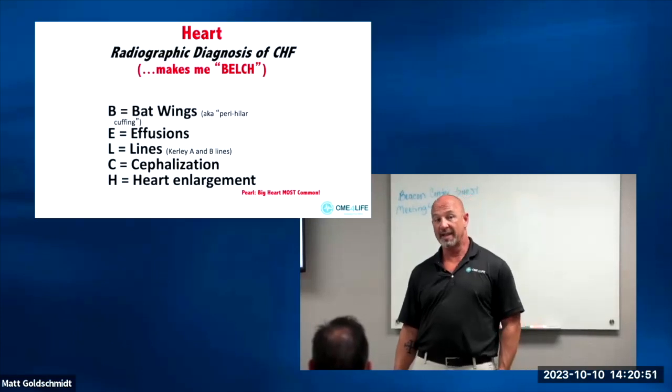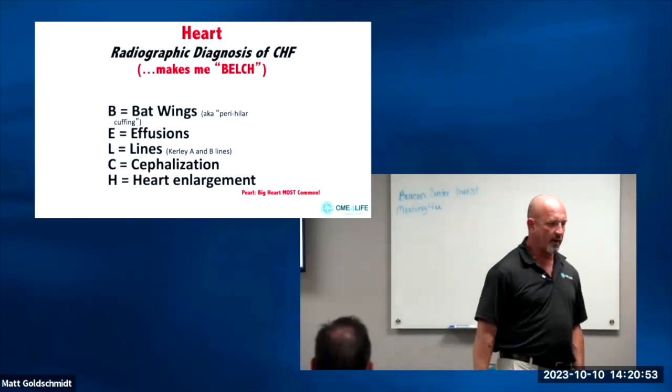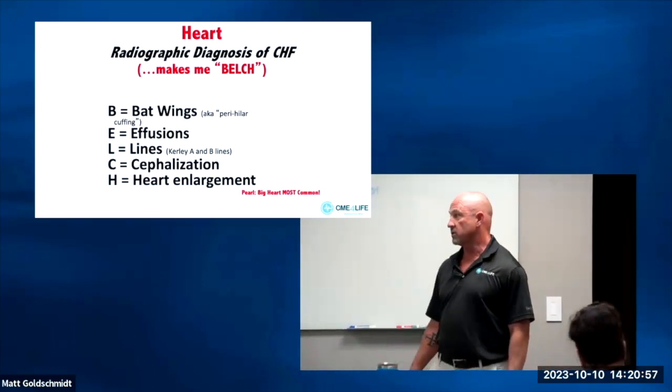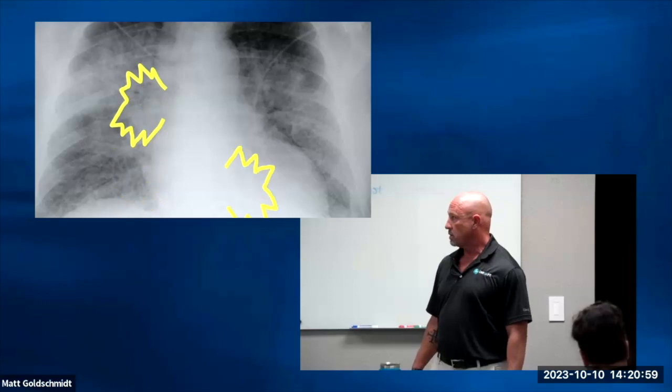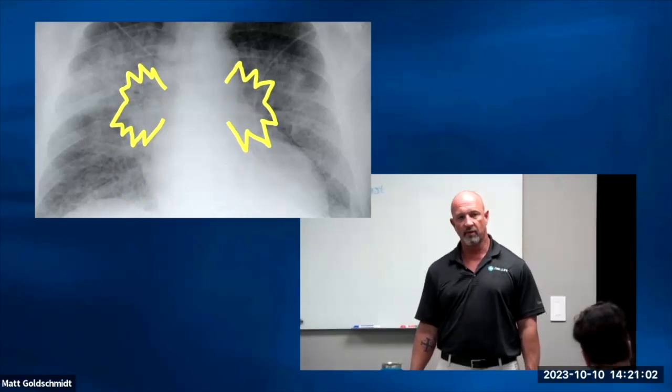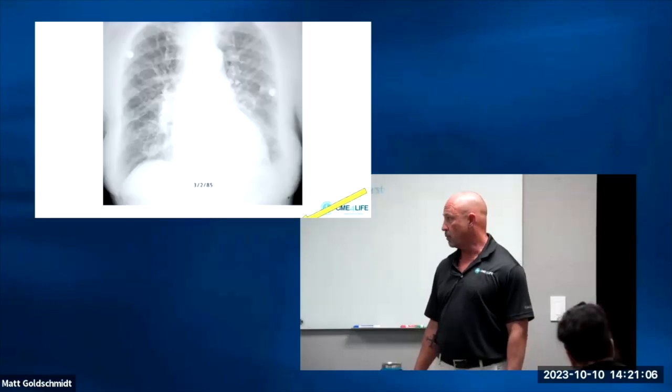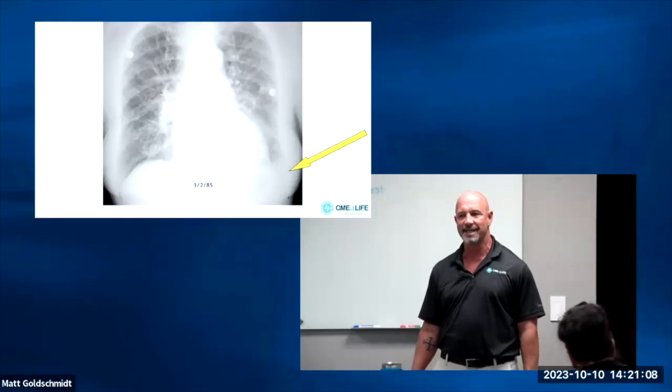So if I said what's the most common finding on a radiograph of heart failure? Big heart. Now, belch: bat wings, effusions, B line, cephalization, heart enlargement. So bat wings, that's engorgement of the hilum. E is effusions. Do I see puddles, like a costophrenic angle that's blunted?